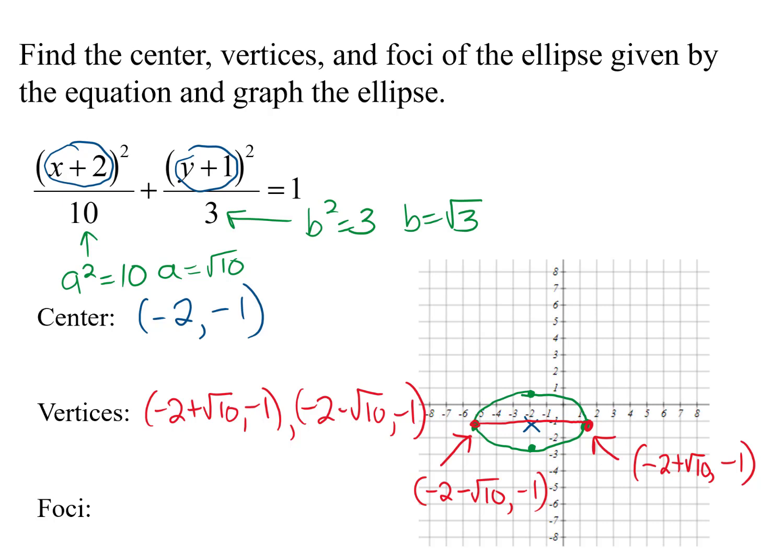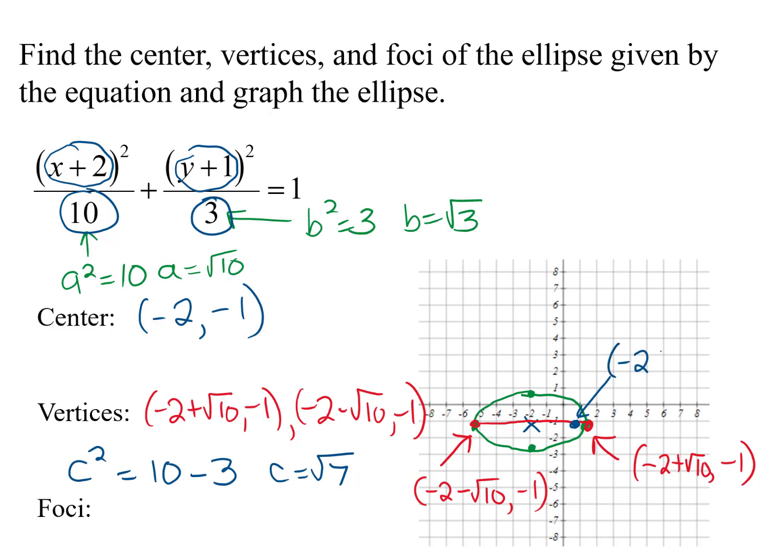Now let's see if we can figure out where the foci are. And we know that c squared equals the larger of these two denominators, so 10, minus the other one, 3. So c is going to be the square root of 10 minus 3, or the square root of 7. To put a focus on the picture, we go from the center along the major axis, both positively and negatively, by c. Well, square root of 7 is about 2.6, so from the center I'm going to move over 2.6, and there's one focus.